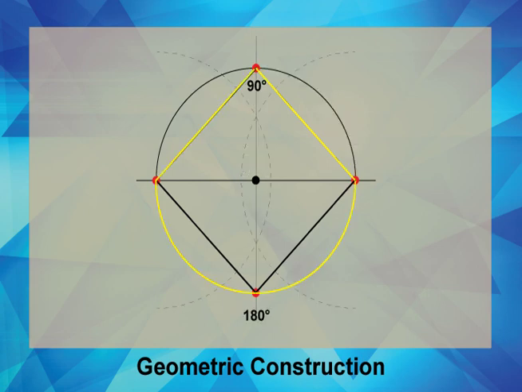Also, each vertex of the square defines an intercepted arc of 180 degrees, which means that each vertex angle is 90 degrees. A quadrilateral with 90-degree angles and congruent sides is a square.